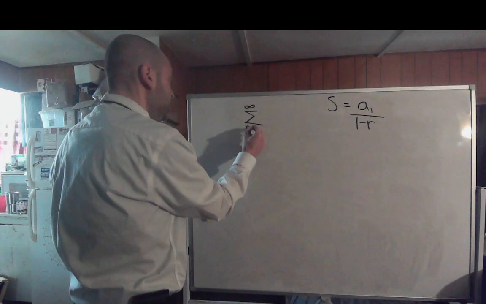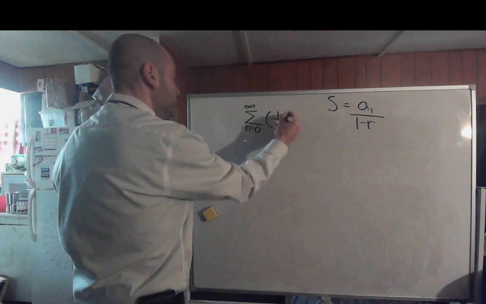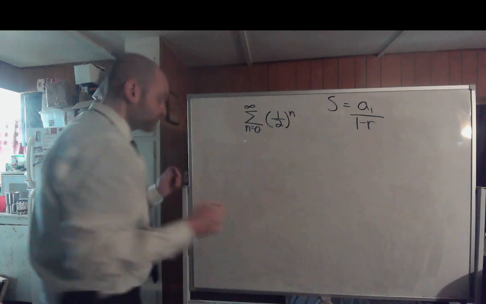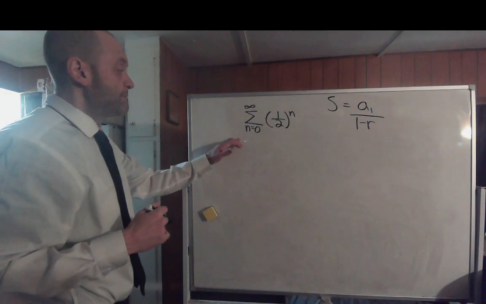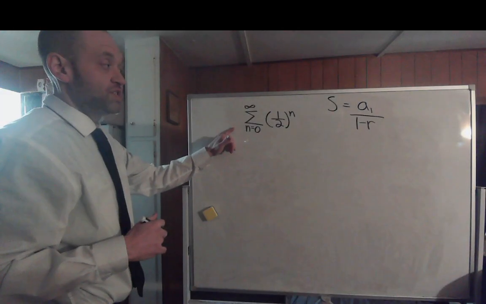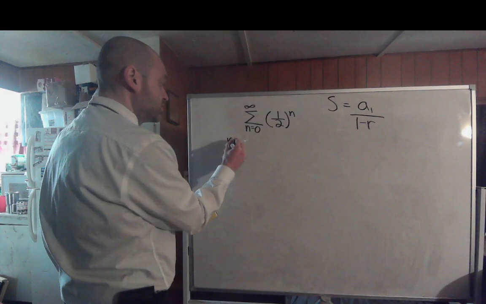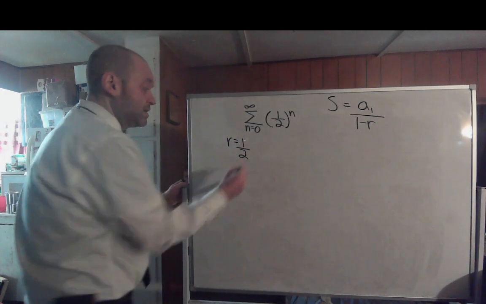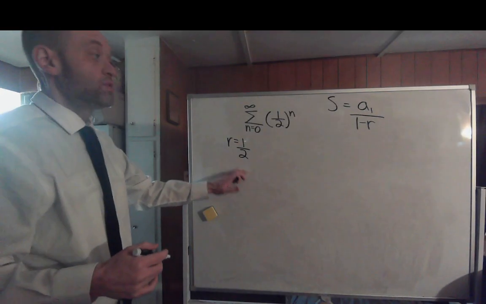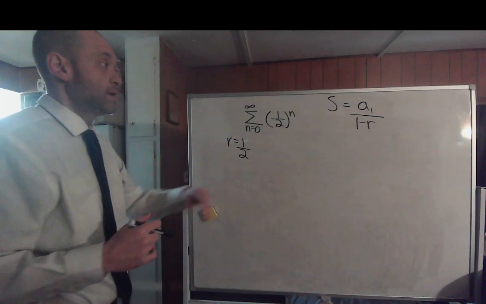We go from n equals 0 of 1/2 to the n. Alright, so first thing, whenever you have an infinite geometric series, look at your common ratio. The common ratio is 1/2 in this case, right? Well, it's less than 1, so this series will converge. We'll actually have a finite solution.